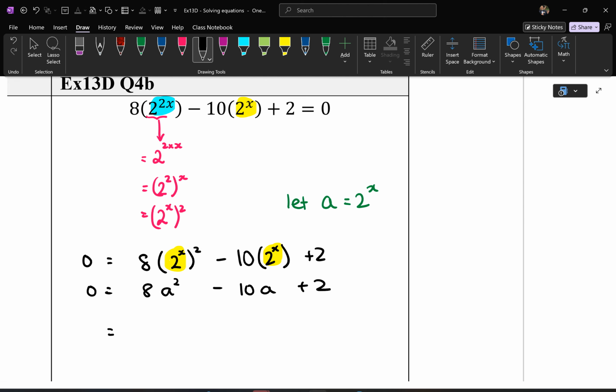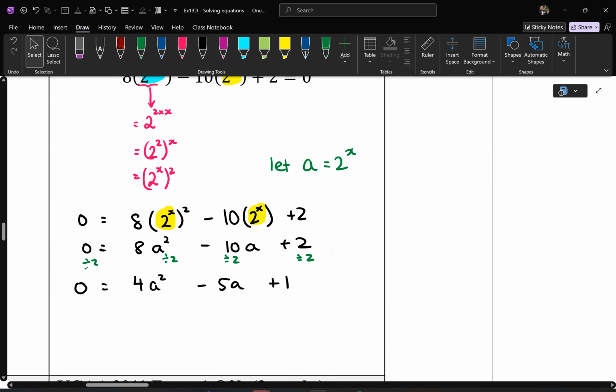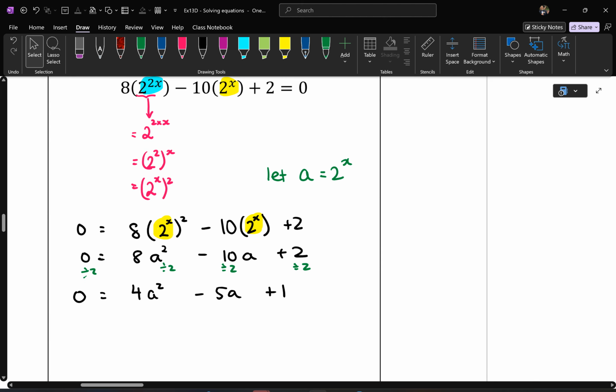I would probably divide them all by, they all have a common factor of 2. So if you divide them all by 2, you get 4a squared minus 5a plus 1. So if I divide this by 2, divide by 2, divide by 2. Let's refresh your memory on quadratics.